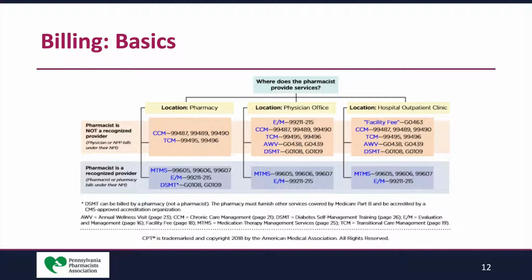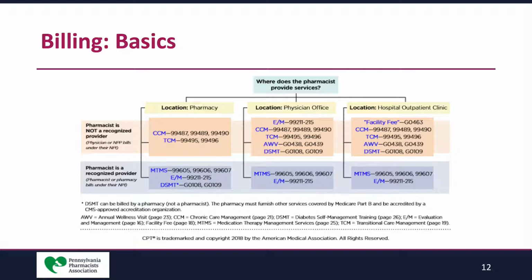This is just a snapshot of comparing what can occur in different settings. So for example, remember, it is not the pharmacist that is billing, but it's either the pharmacy or the physician's office, because a pharmacist is not a recognized provider. So for example, in the pharmacy, we can do chronic care management, we can do transition of care in partnership with a physician, but it's the physician who is billing for these.